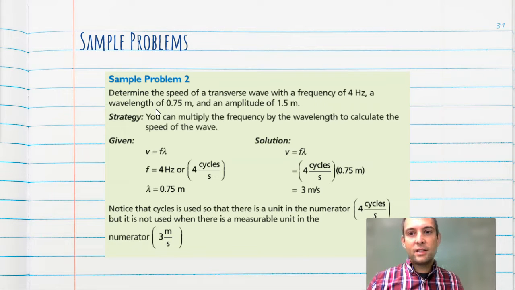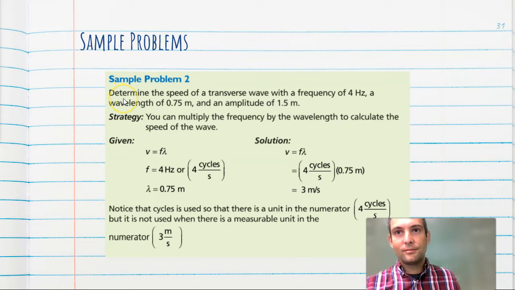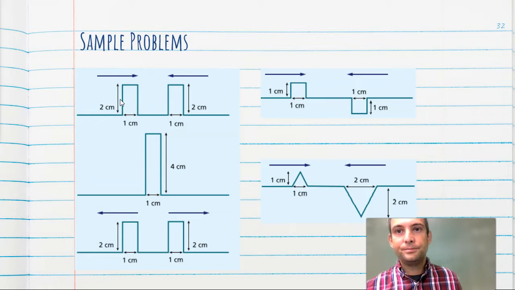Notice that cycles is used, so there is a unit in the numerator for cycles per second, but it is not used when there is a measurable unit in the numerator. The answer is 3 meters per second, because we don't need the number of cycles.